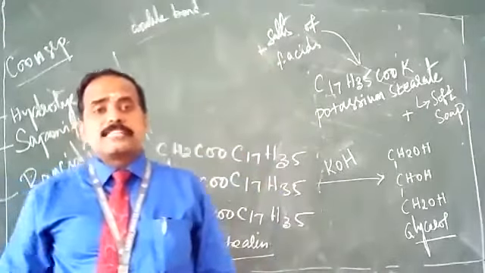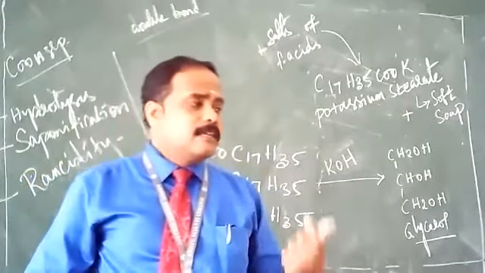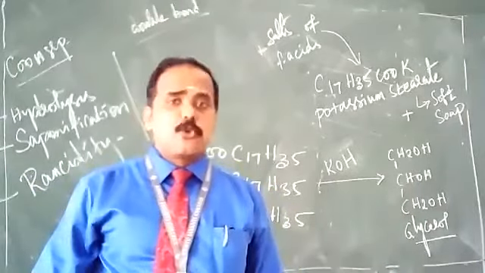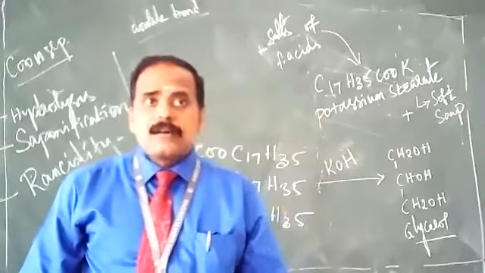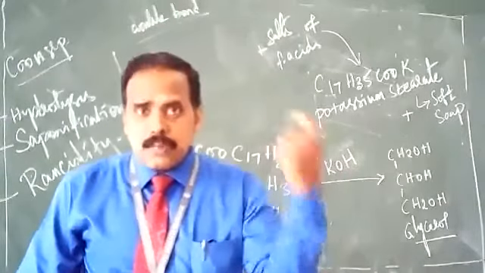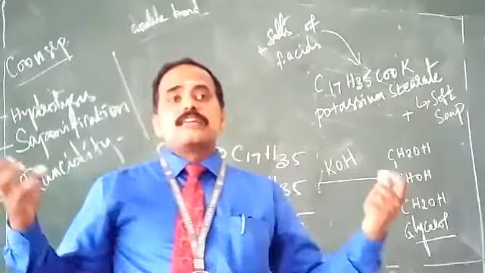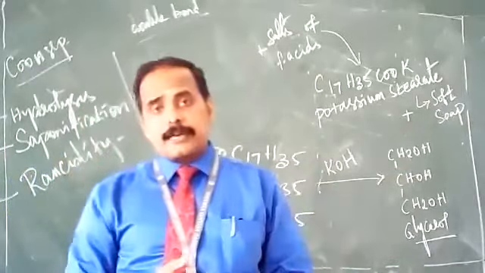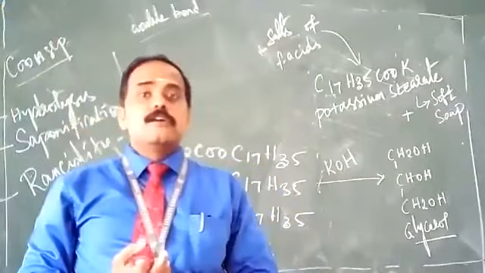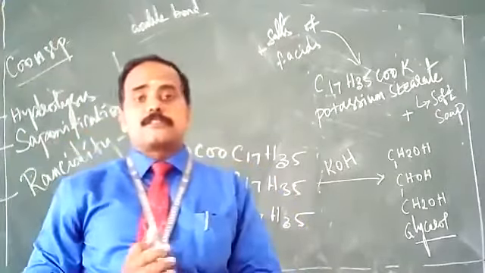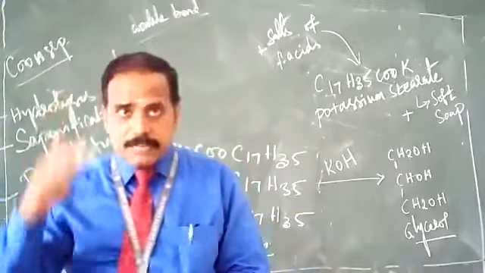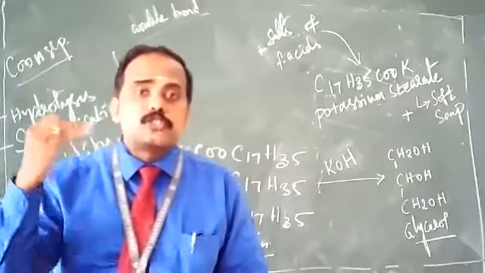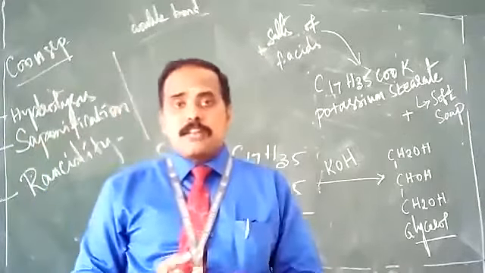What do you mean by essential fatty acid here? Maybe I'll just mention the sources: soybean, corn oil, cottonseed oil. All these are rich sources of essential fatty acids. The percentage is very high, 75% in soybean oil. Corn oil is 50%. Cottonseed oil is 40 to 45%. They are considered to be rich sources of essential fatty acids.